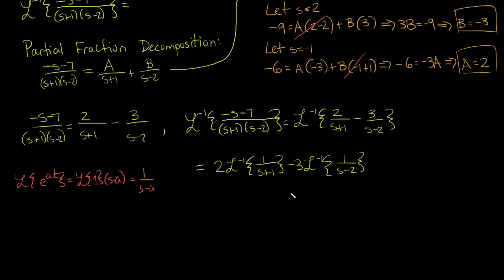That looks like exactly what we have here. So what we can say is that this equals 2 times the inverse Laplace transform of 1 over s plus 1, which is just e to the, and then s minus a. Minus a is plus 1, so a is negative 1. So e to the negative t. And then here we have minus 3 times the inverse Laplace transform of 1 over s minus 2. S minus 2 means negative a is negative 2, so a is positive 2. Minus 3 e to the 2t.